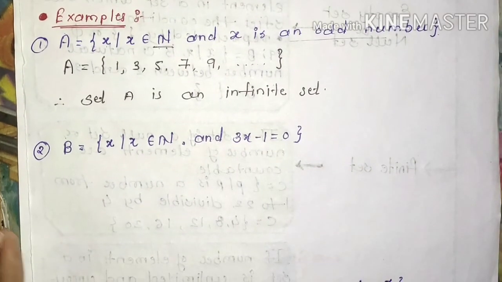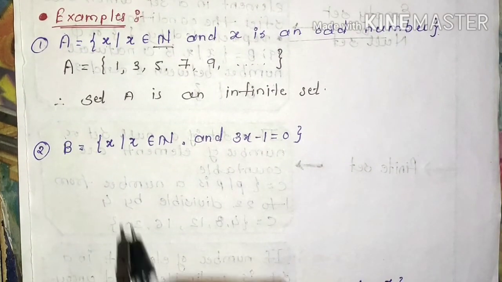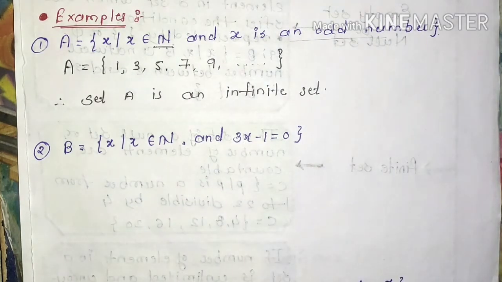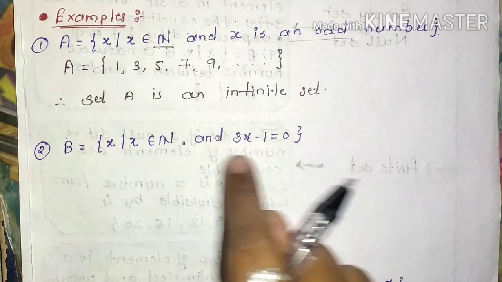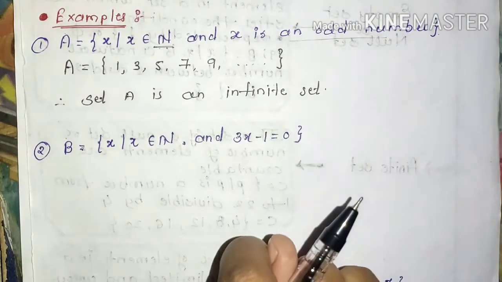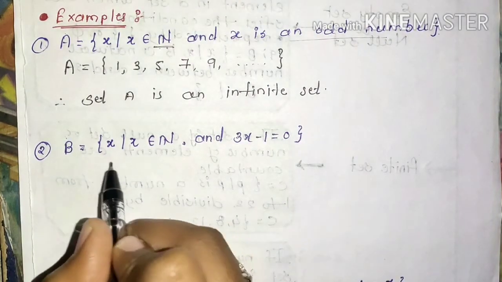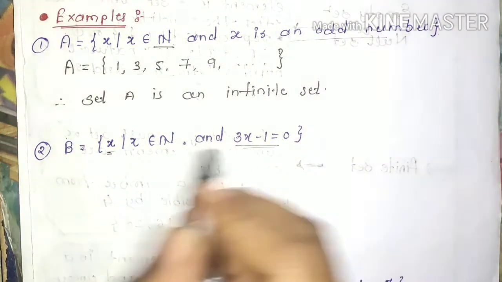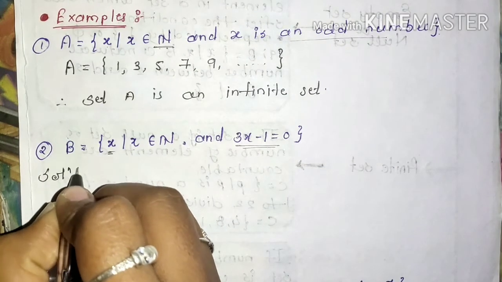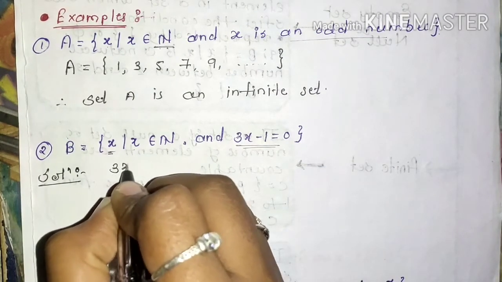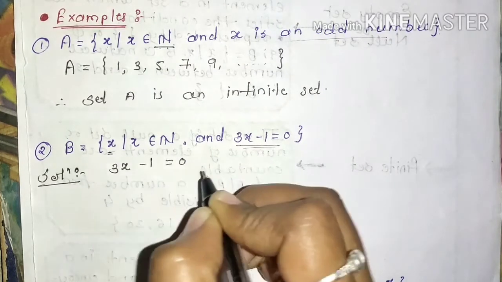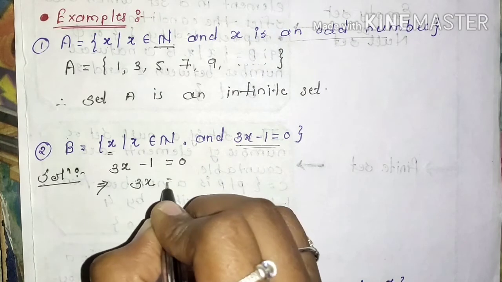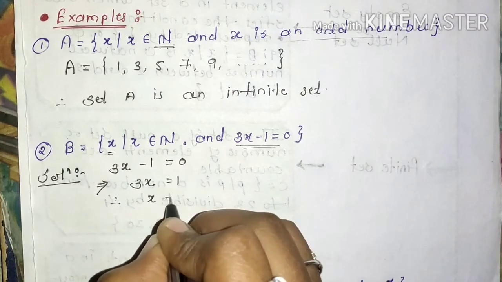Second question we have, B is equal to the set of element x such that x belongs to a natural number and 3x minus 1 equals to 0. That means ये सेट में ऐसे एलिमेंट है जो ये गिवन कंडीशन को सेटिस्फाइड करेंगे. So what we want exactly, we want the value of x. How to find out the value of x? By solving this equation. What is the equation we have? 3x minus 1 equals to 0. So if I solve this equation, I'll get 3x is equals to 1, that is x is equals to 1 upon 3.